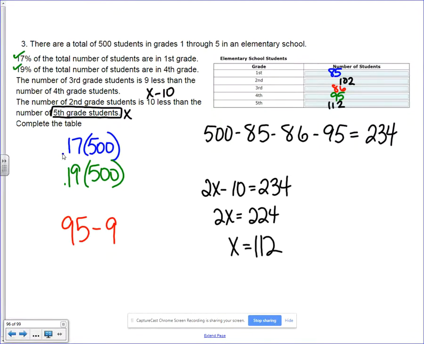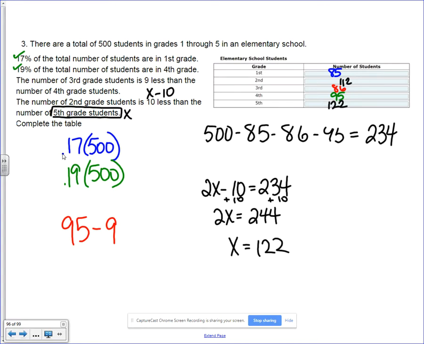Oh, I made a silly mistake. Here in this equation, I should have been adding 10. I subtracted 10 instead. So this needs to be 244 divided by that 2, which will give me 122 for the 5th grade students. We're going to put 122 in there. And then 10 less than that would be 112. Okay, so now I'm going to add, and now I'm going to see if this works out properly. And there we go. We got our 500 kids.